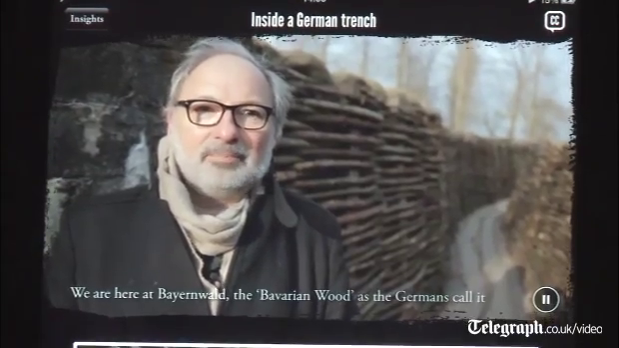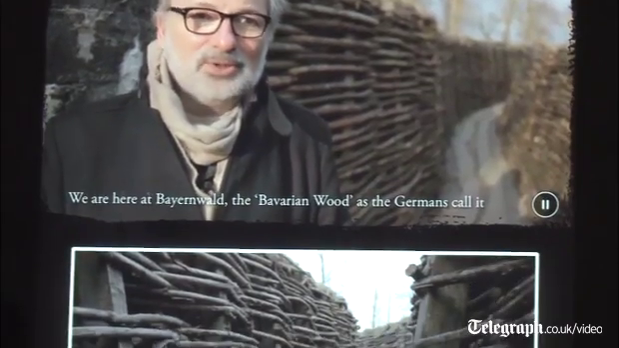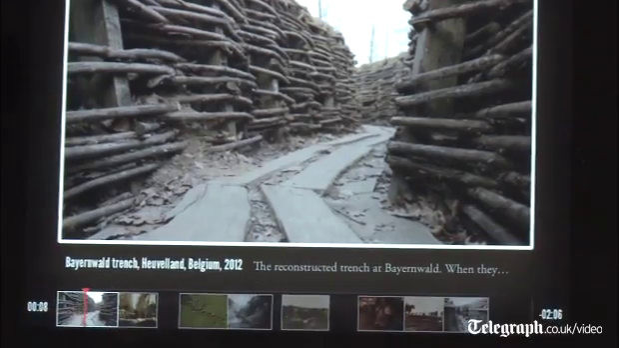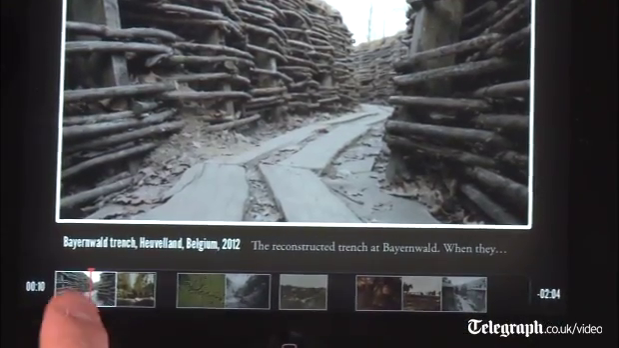We are here at Bayernwald, the Bavarian wood, as the Germans call it, and the trench system that you see here. Well, that should be enough, shouldn't it?